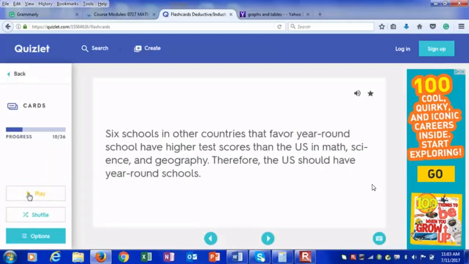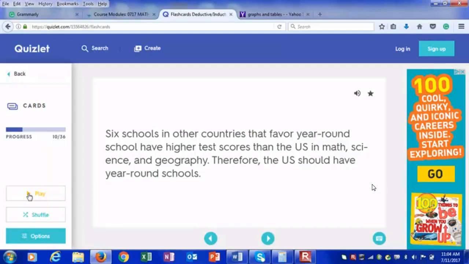Okay? Six schools in other countries that favor year-round school have higher test scores than the U.S. in math, science, and geography. Therefore, the U.S. should have year-round schools. Inductive or deductive? Is there a pattern within these six schools? Well, obviously, because these six schools seem to have similar results: they favor year-round school and they have higher test scores than the U.S.